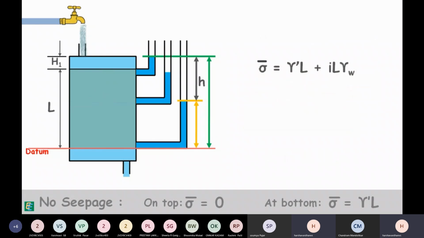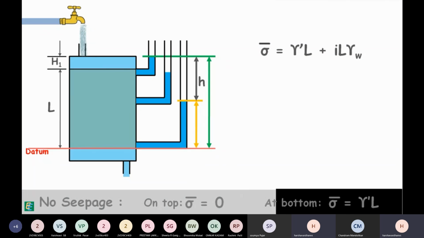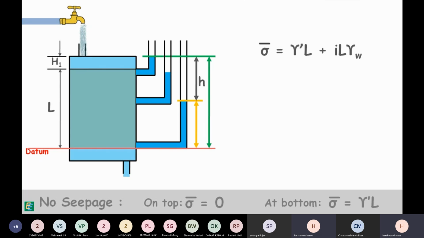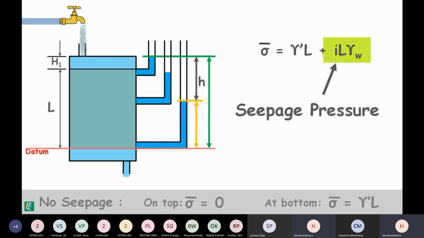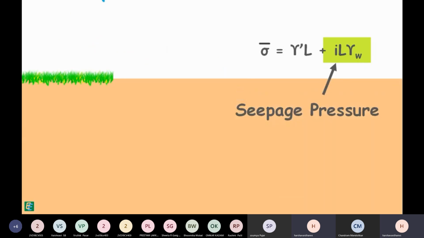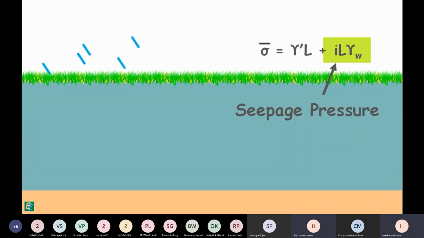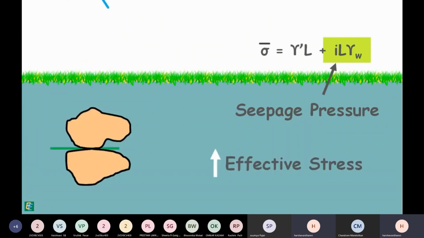If we compare this effective stress at the bottom of the sample with the effective stress in the hydrostatic condition at the same level, we can see the effective stress has increased by iL gamma w. This increased stress or pressure is called seepage pressure. It clearly indicates that downward seepage in the soil increases the effective stress or interparticle forces. This additional stress is due to the seepage pressure which acts in the direction of flow of water.